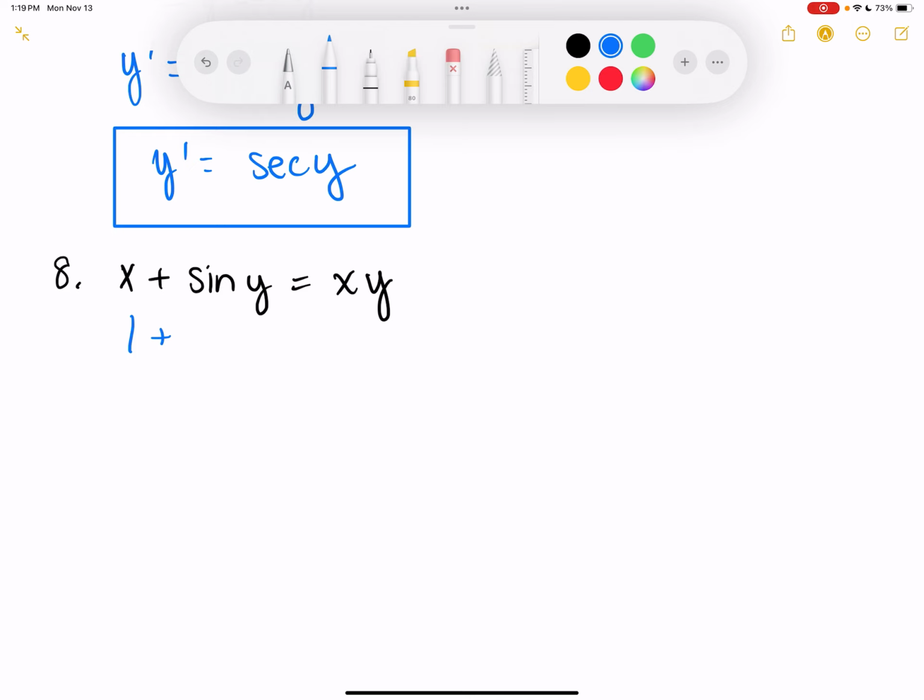So plus cosine y times y prime. Okay. Well, actually, you can write the y prime wherever. I just like to put it in front because, you know, why not? Okay, and so now we're on the product rule. So we have x times y prime plus.